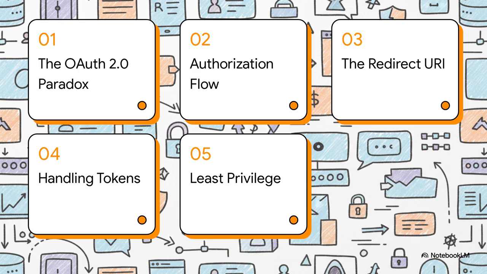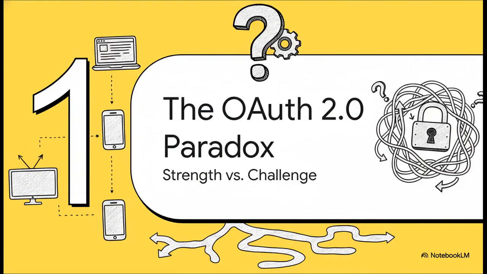So here's our game plan. We're going to start with this central challenge, what I'm calling the OAuth paradox. Then we'll walk through the 4 biggest danger zones where developers often make critical security mistakes: picking the right flow, locking down your redirects, managing tokens, and defining permissions.